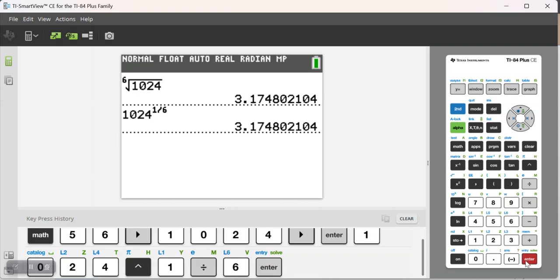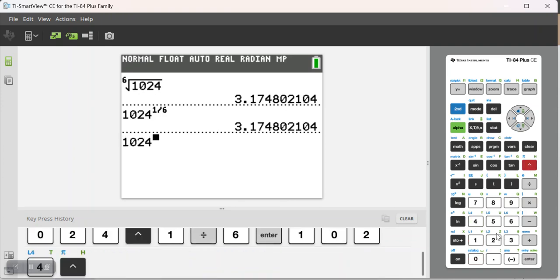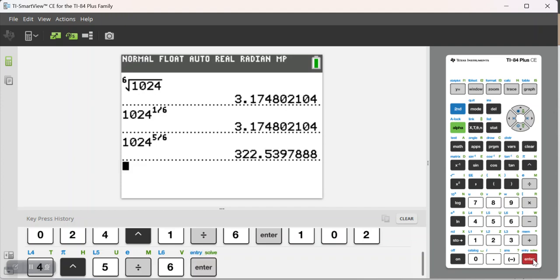complicated radical expressions. For example, what happens if I want 1024 to the 5/6 power? Right? Now, by definition, this is the sixth root of 1024 raised to the fifth power. Right? So I can get complex or more complicated radical expressions by taking advantage of rational exponents, which is by far the preferred way to do that. And so I get 322 and change.